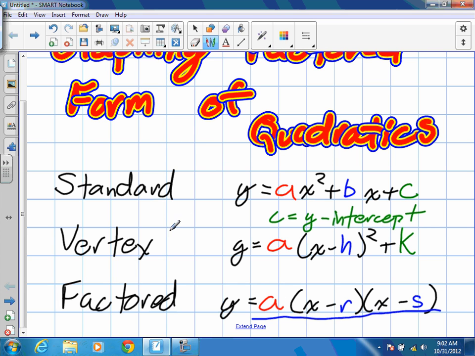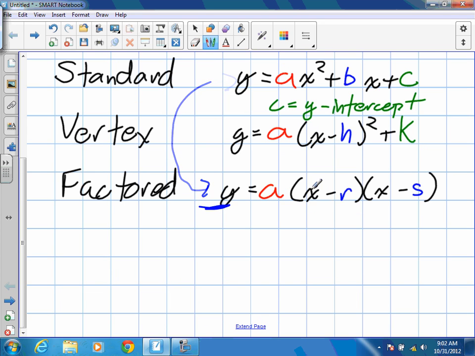Now the two that we use for graphing are vertex and factored form. We're going to talk about how to go from standard to factored form, and then how to graph from factored form. Okay? So, what we have here is we have our two sets of brackets, and we have A being the same term in all three forms, and R and S are our X-intercepts.